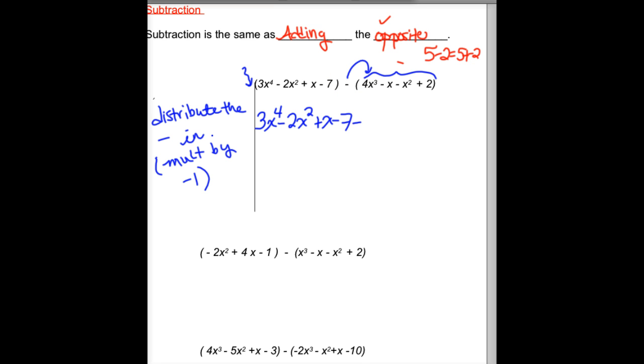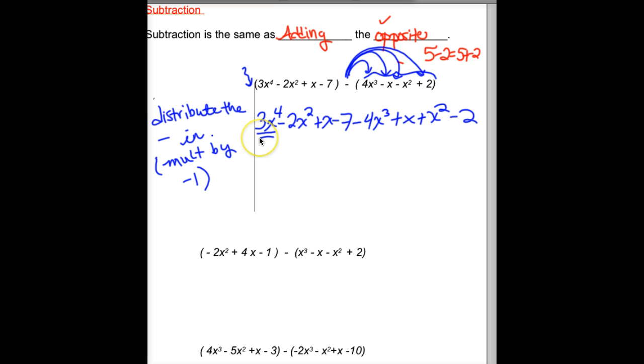I'm going to do -4x cubed, and then a negative and a negative makes a positive. A negative and a negative makes a positive. A negative and a positive make a negative. So every 2 negatives makes a positive, just 1, and it'll be negative.